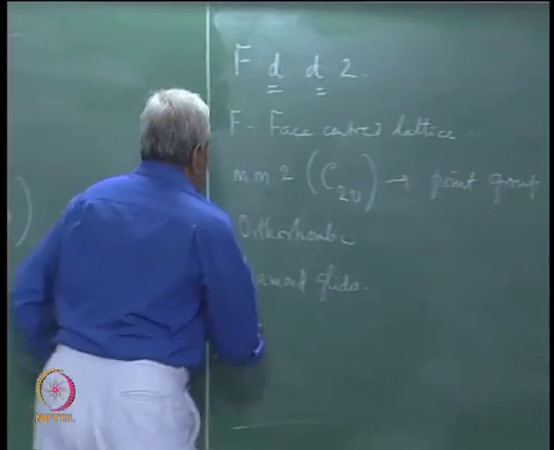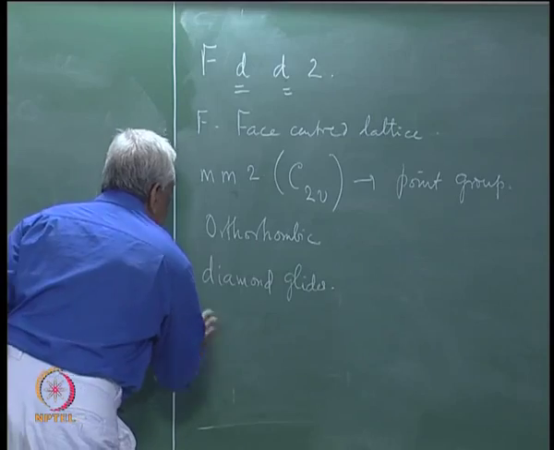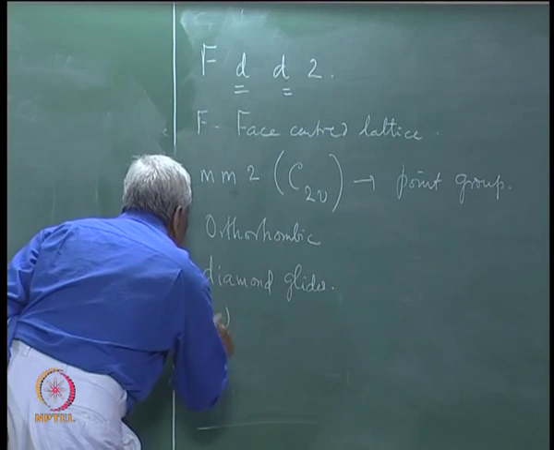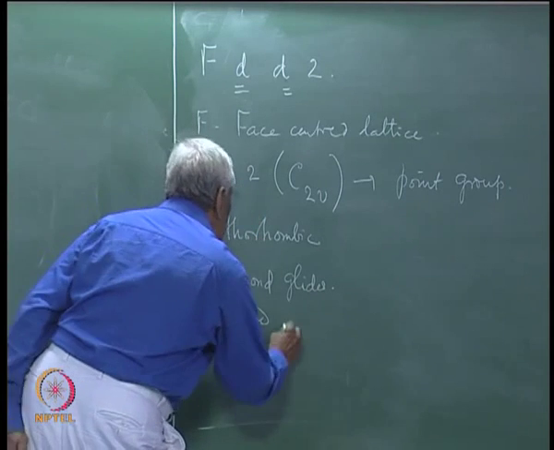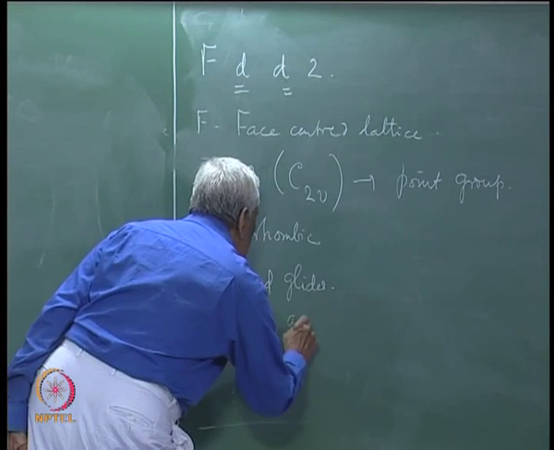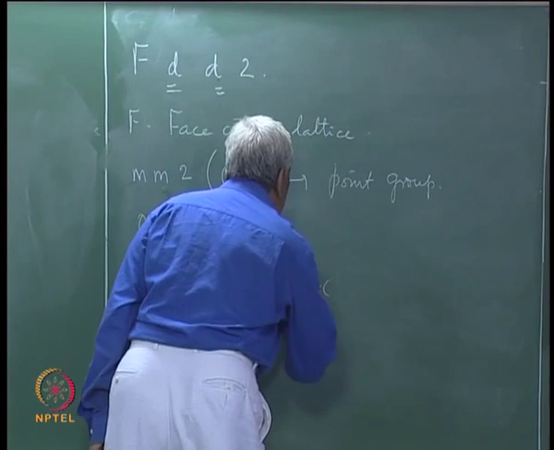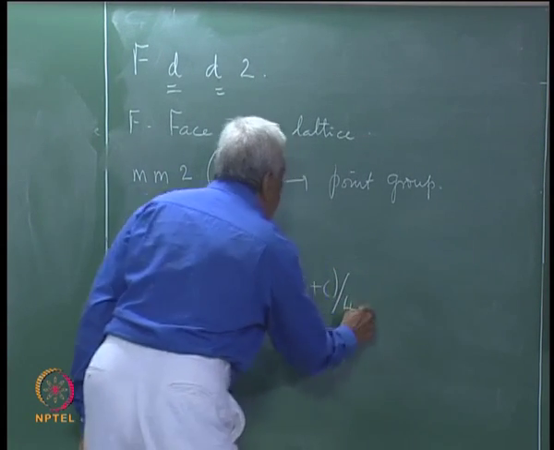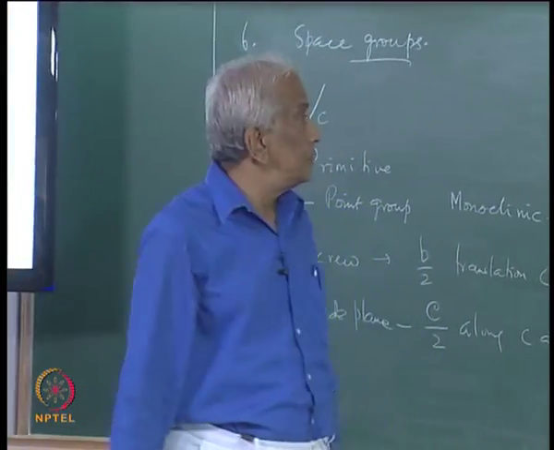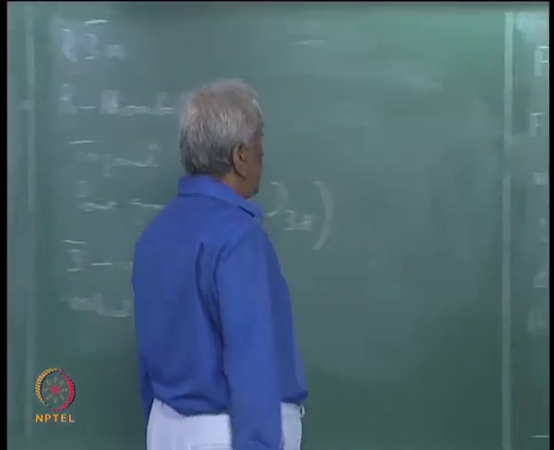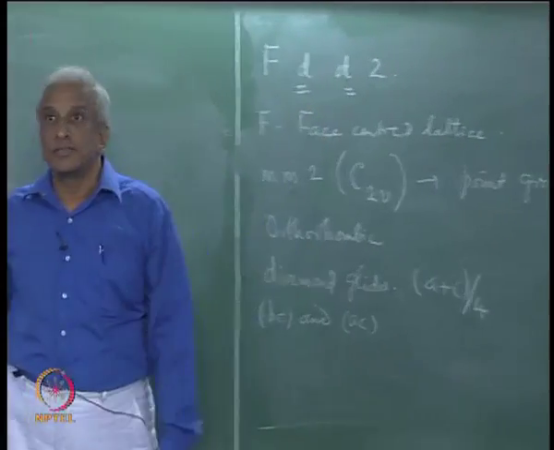So, the first one is perpendicular to the a axis, so the bc plane, and this one is perpendicular to the b axis, so the ac plane. So, the components are a plus c by 4 in these two planes, and you have a pure twofold axis.